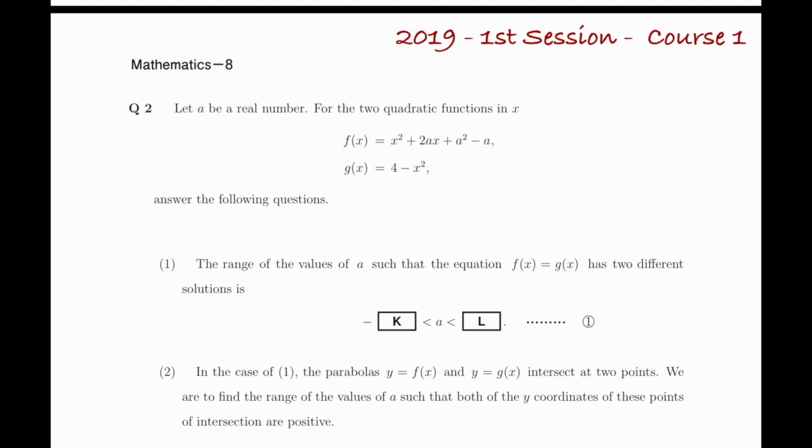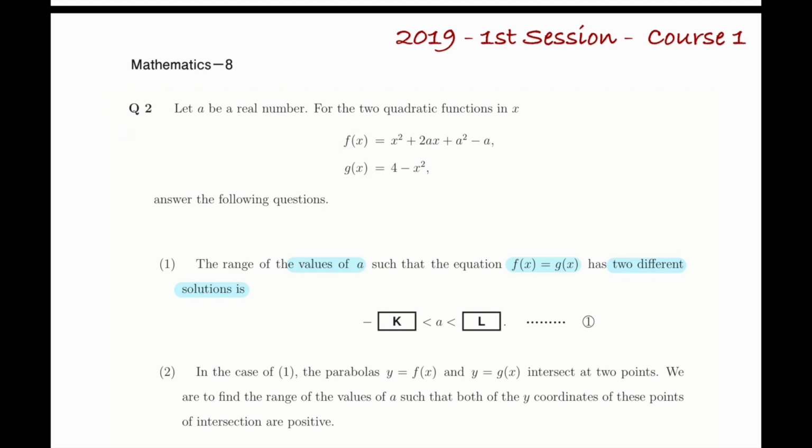Okay, in this question, let A be a real number for the two quadratic functions in x, which are f of x and g of x. Answer the following questions. The range of values of A such that the equation f of x equals g of x has two different solutions is blah blah blah.